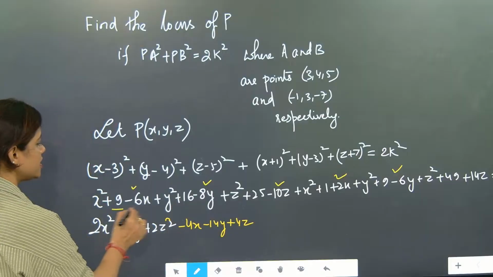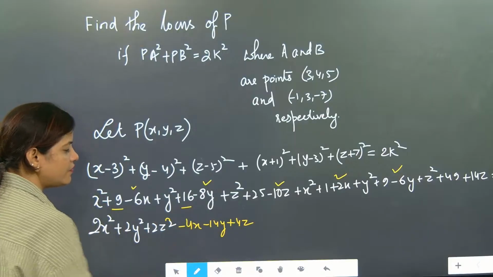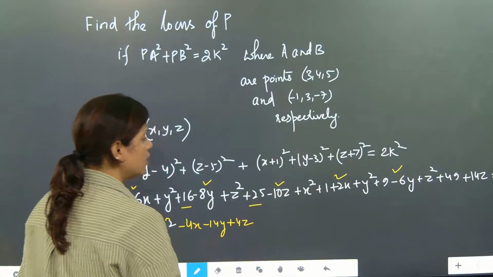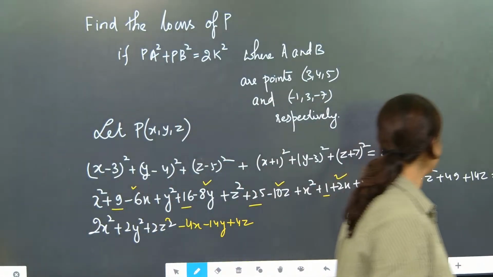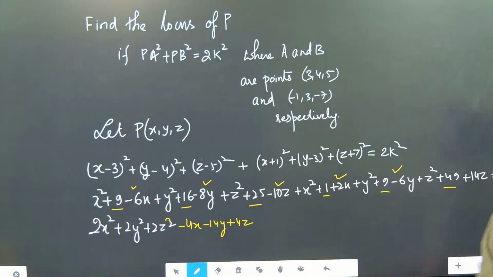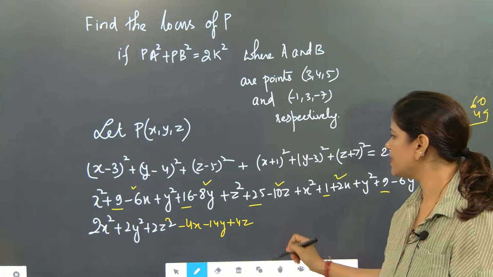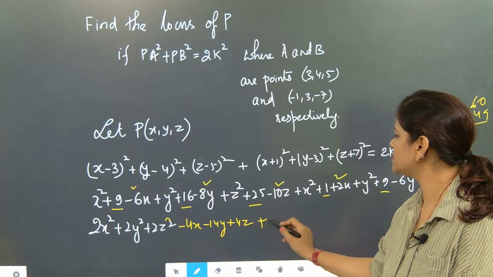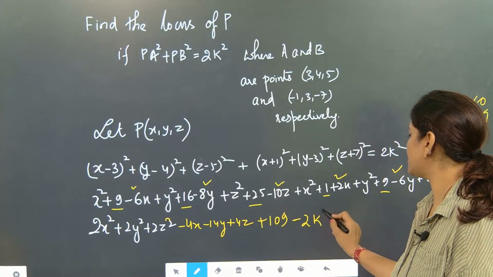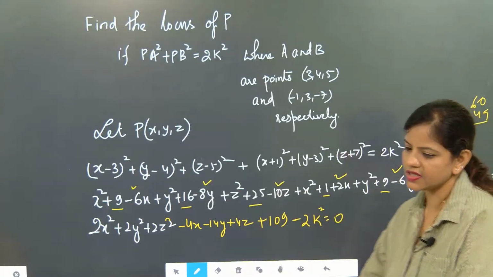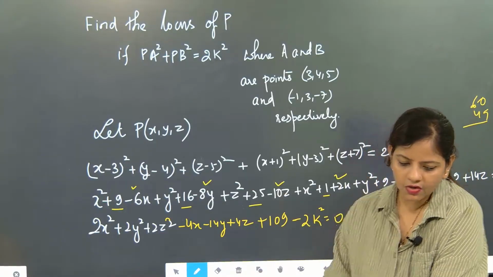Now constant check: 9 plus 16, 25. 25 plus 25, 50. 50 plus 1, 51. Understood? 51 plus 9, 60. 60 plus 49 will come 109. So here it is coming as plus 109 minus 2k square is equal to 0. This will become the equation. That's it. That's the end of the question.